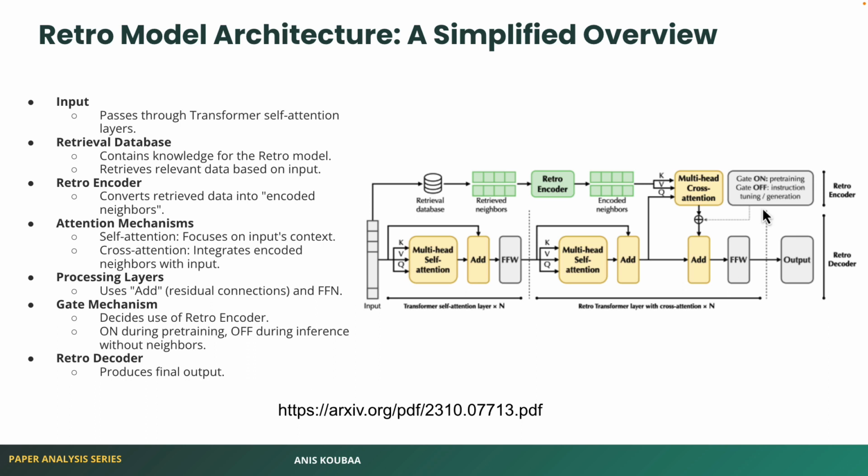And the gate mechanism that we have here plays a crucial role in the system efficiency. So during the pre-training, the gate is on. It will be open here. So all this network will be trained, indicating that the Retro encoder is active.